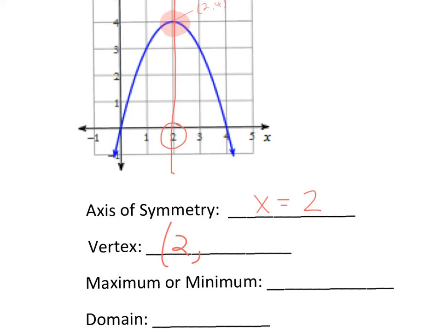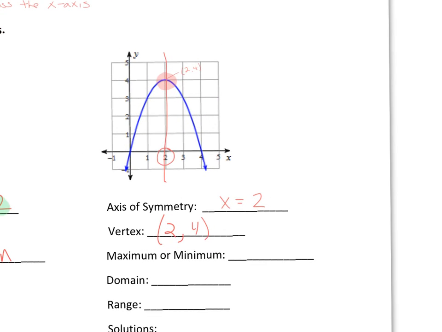Okay, so 2, 4. Now, is that a maximum point or a minimum point? So is that your highest or lowest? Well, in this case, that would be the highest, right? It goes all the way up and then starts falling back down. So this is going to be a maximum. Okay. Domain, what x values are going to get graphed?